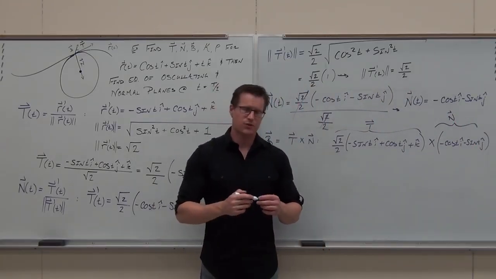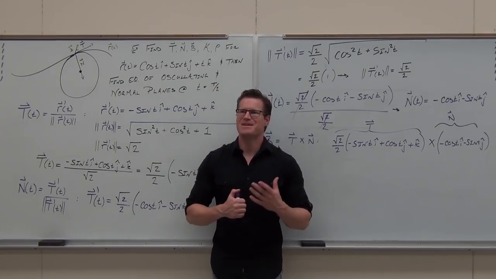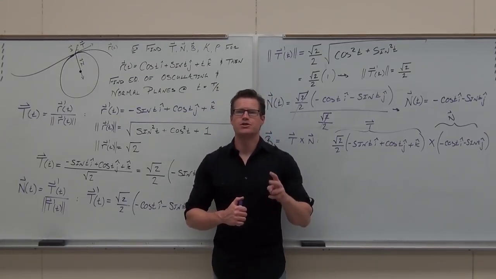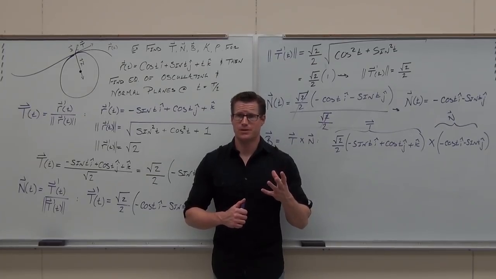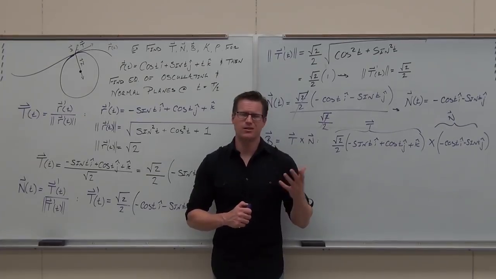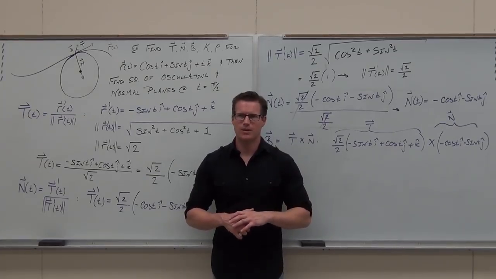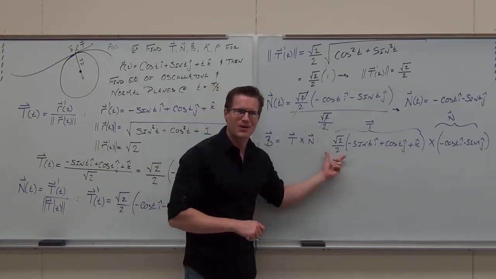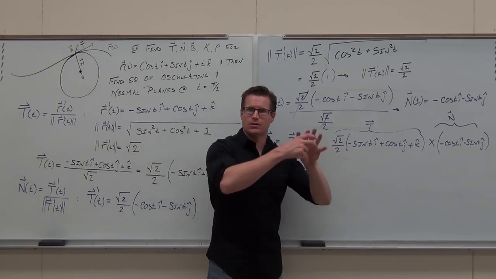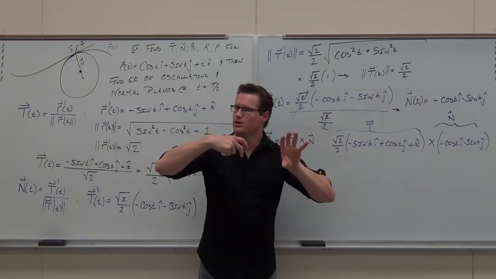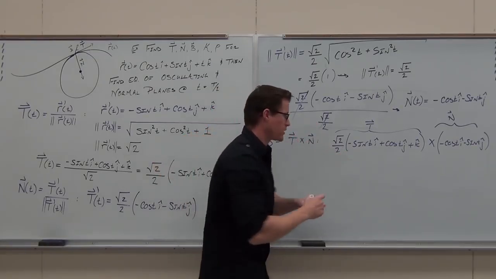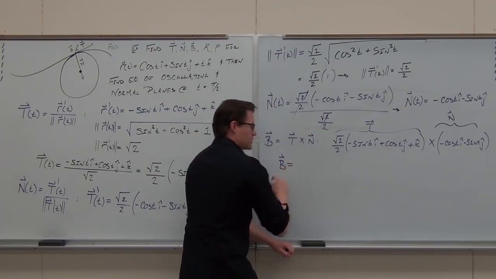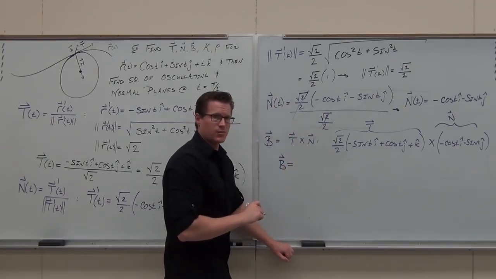Now, two questions. First question, do you remember how to set up a cross product? Yes. Second question, do you remember some of the properties of cross products we talked about? I don't know if I wrote it down, but one of the properties is if you have a scalar, that scalar can be separated from the cross product. So when you're doing the cross product, B is going to equal this. Check it out.